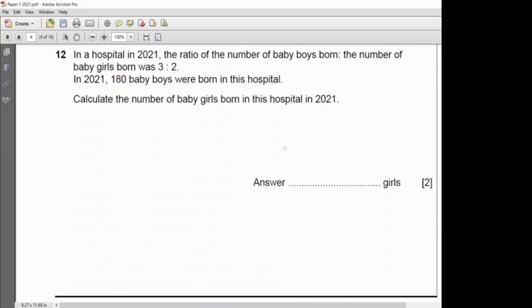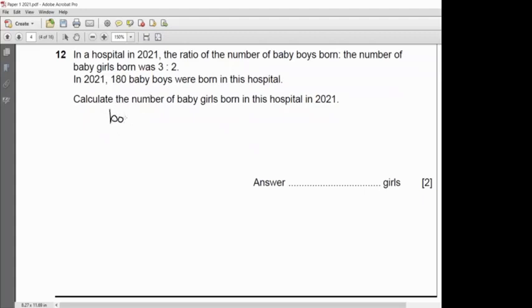Okay, number 12, we're told that in a hospital in 2021, the ratio of the number of boys born to the number of girls born was 3:2. So that means for every 3 boys that were born, there were 2 girls that were born. Then in 2021, we have 180 baby boys that were born. Now we have to calculate the number of girls that were born also in 2021. So we'd write this ratio that we are given. So I'll write it like this.